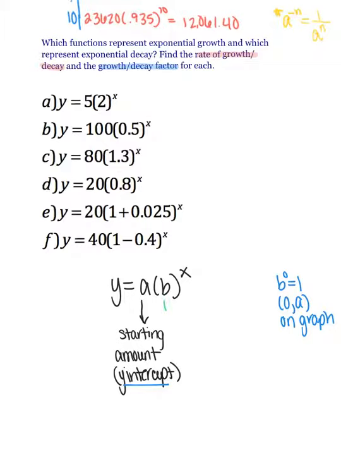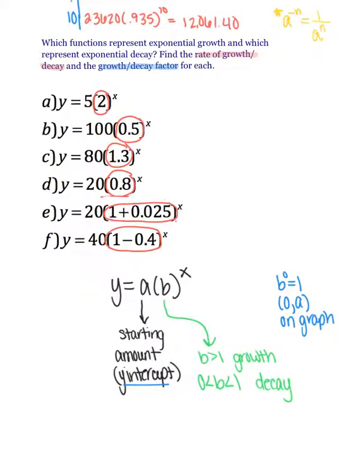And now this b value right here, this is what tells you if you have growth or decay. So if b is greater than 1, we're looking at a growth function, and if b is in between 0 and 1, we have a decay factor. We will discuss later on what happens if I have a negative b value. For right now, we're just looking at b values greater than 1 or b in between 0 and 1. So go ahead and pause the video, and then when you come back, you'll be able to check and see how you did.